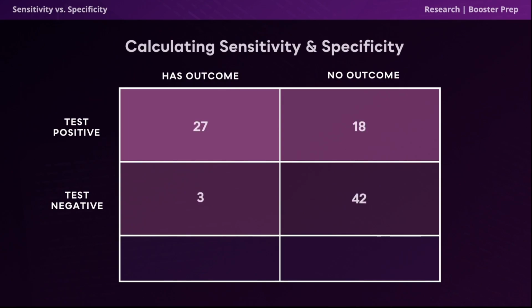Let's go ahead and practice this with an example. Let's say that we have these values in our table. Our sensitivity, or true positive rate, is the number of true positives, 27, divided by those with the outcome, which is 27 plus 3. This gives us a sensitivity of 90%. Our specificity, or true negative rate, is the number of true negatives, 42, divided by the number of those without the outcome, which is 42 plus 18. This gives us a specificity of 70%.